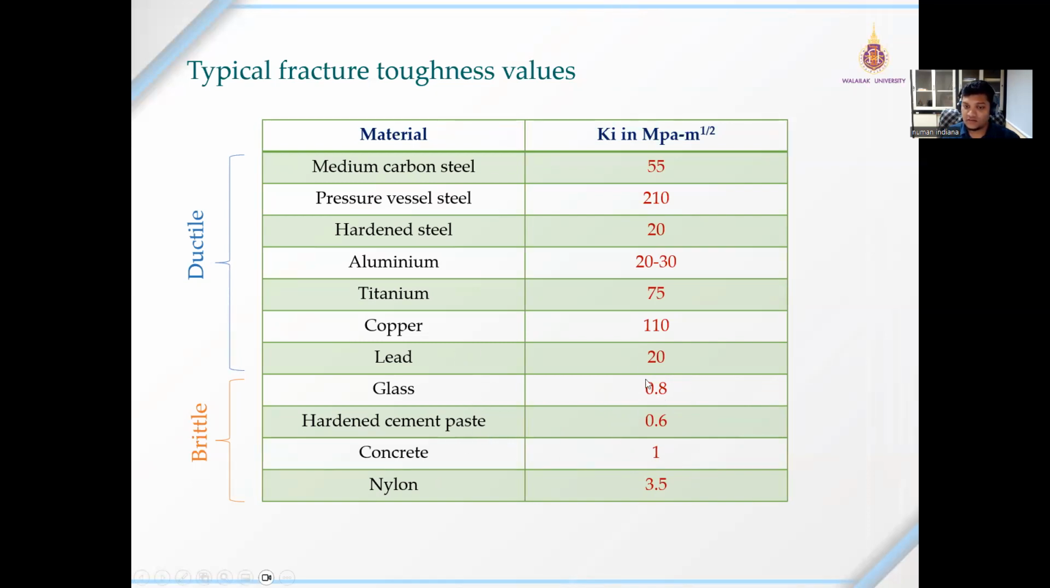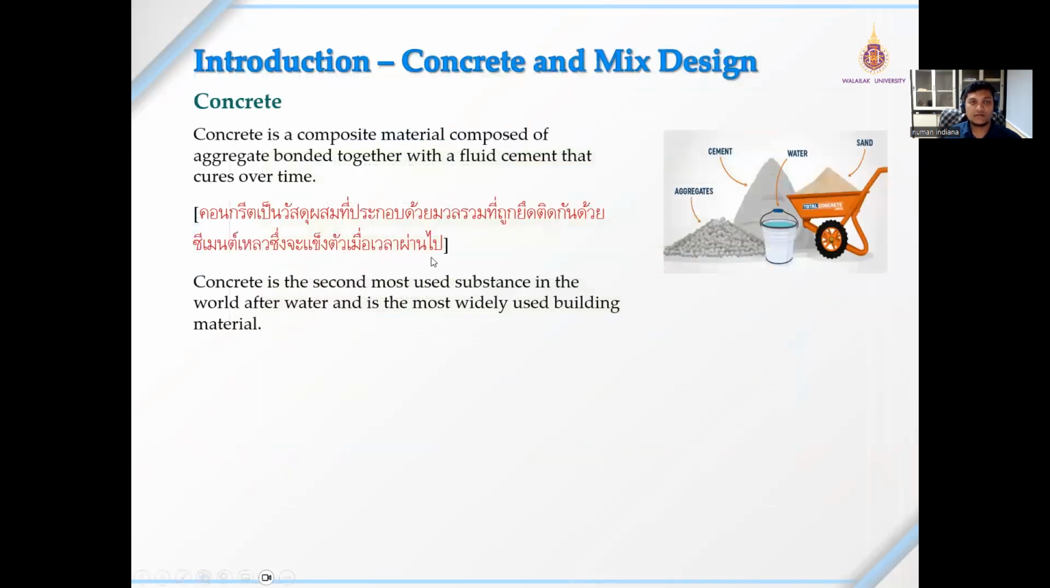But steel materials like metals have more stress intensity or fracture toughness values because they deform their shape, then break. But the brittle material will break instantly when it reaches the maximum load. So that is the introduction to fracture mechanics.